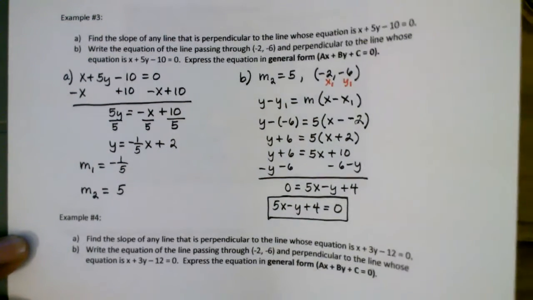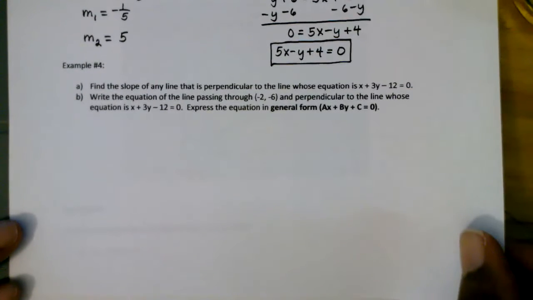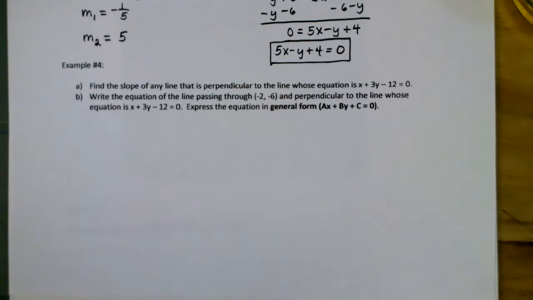Okay, let's look at example 4. Here we're going to find the slope of any line that is perpendicular to the line whose equation is x plus 3y minus 12 equal to 0. Part B is to write the equation of the line passing through -2, -6, and perpendicular to the line whose equation is x plus 3y minus 12 equal to 0, and express the equation in general form, which is ax plus by plus c equal to 0.